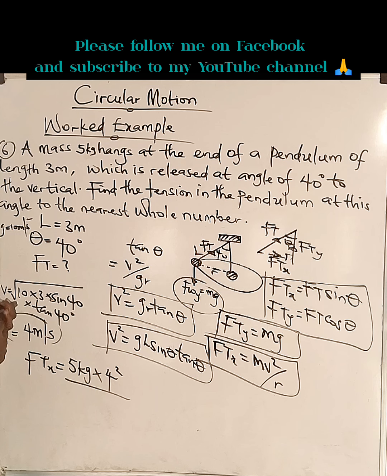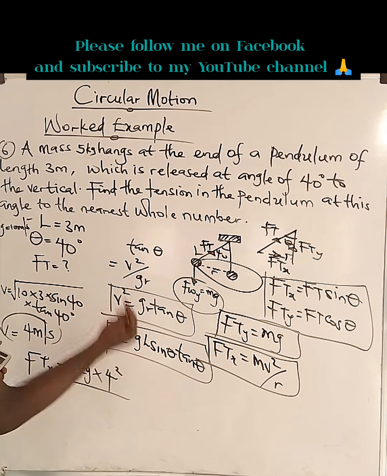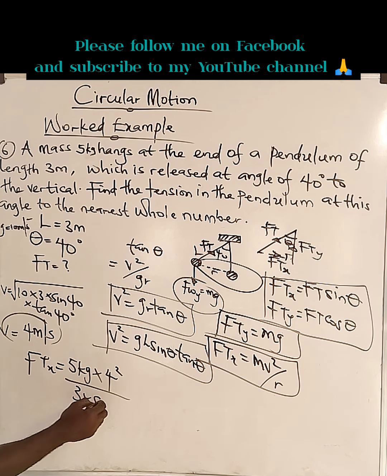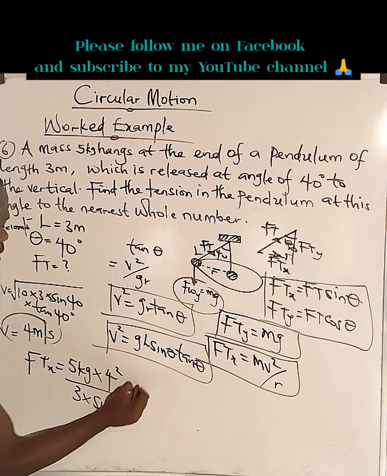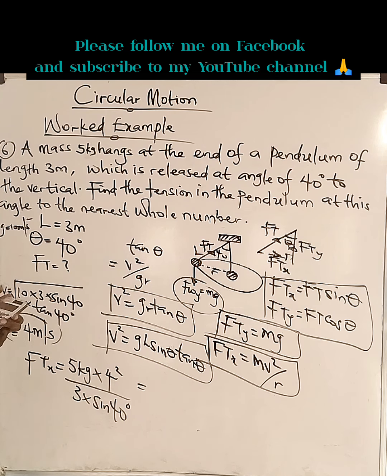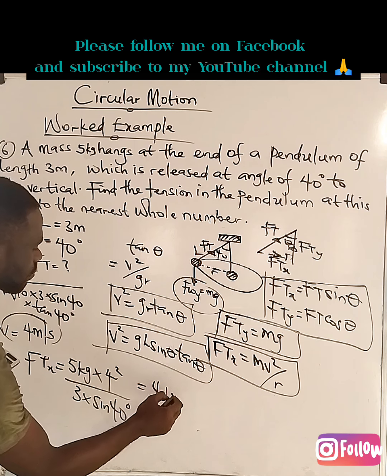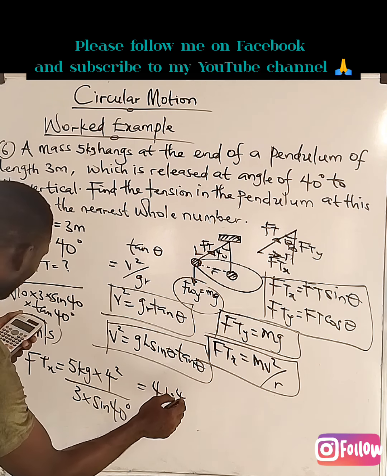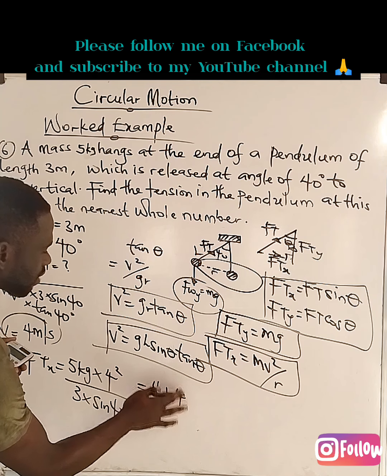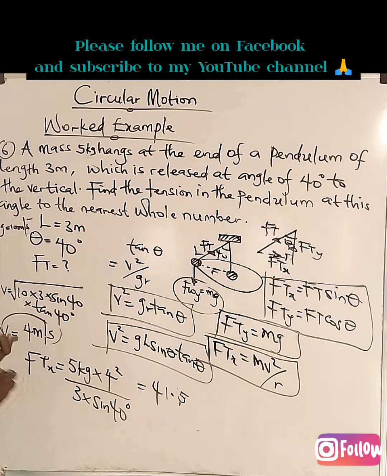What's the radius? The radius was not given, but we can easily get the radius. The radius is length times sine theta. What's the length? 3 times sine 40 degrees. So let's quickly use the calculator also to make this very quick. What do we have? We have 5 times 4 raised by 2 is 16, divided by 3 times sine 40. That will give us 41.48. 41.48 is about 41.485. So let's say that's 41.5. Let me use that. It's 41.5.